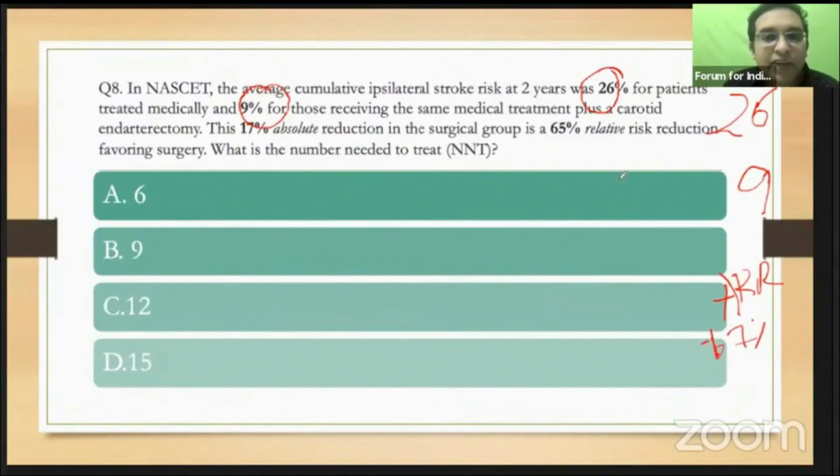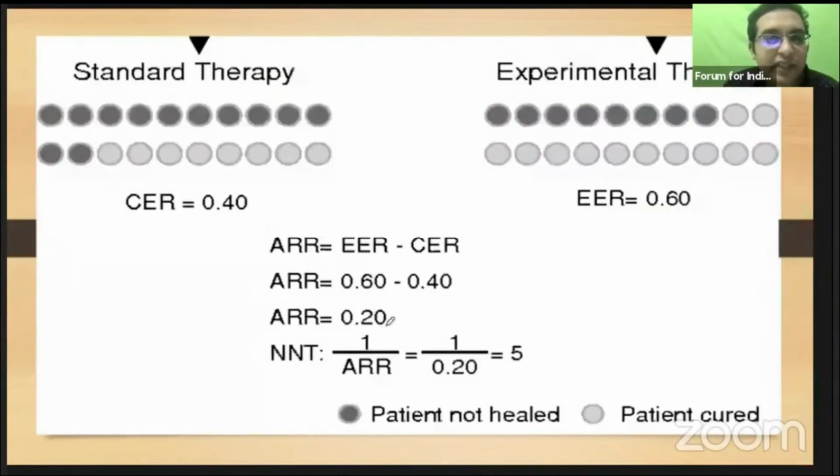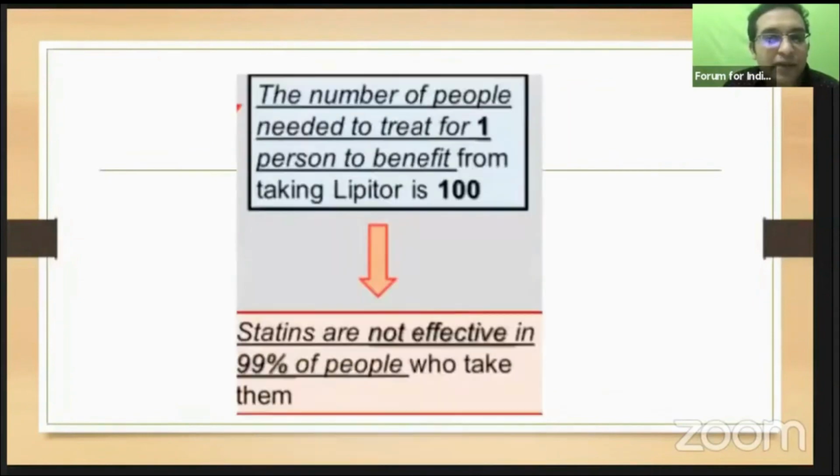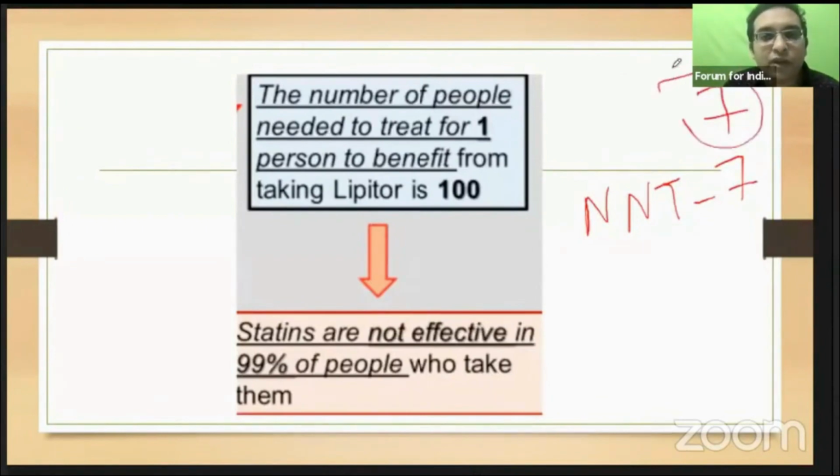And how you calculate the number needed to treat is by dividing 1 by the absolute risk reduction. If you are comparing two methods of management, just subtract the risk of both modalities, and 1 divided by this will give you the number needed to treat. What is the importance of this number needed to treat? In the case of the NASCET trial, they showed the number needed to treat is 7. We just need to treat 7 patients to get a benefit, that is, to avoid stroke in that patient.